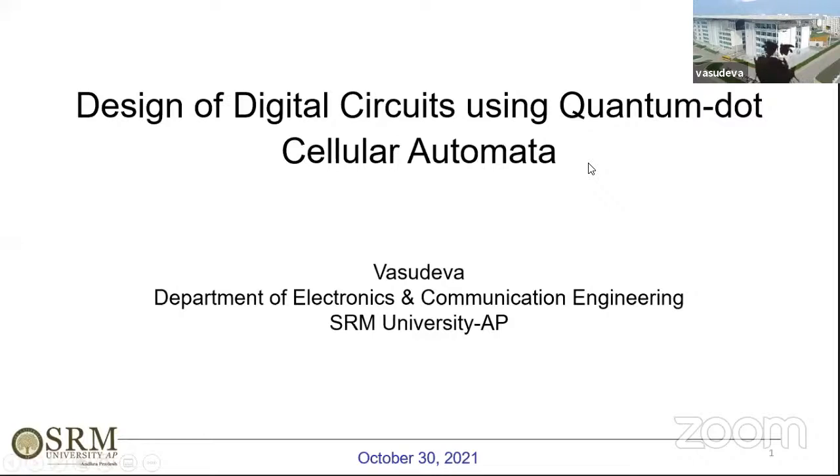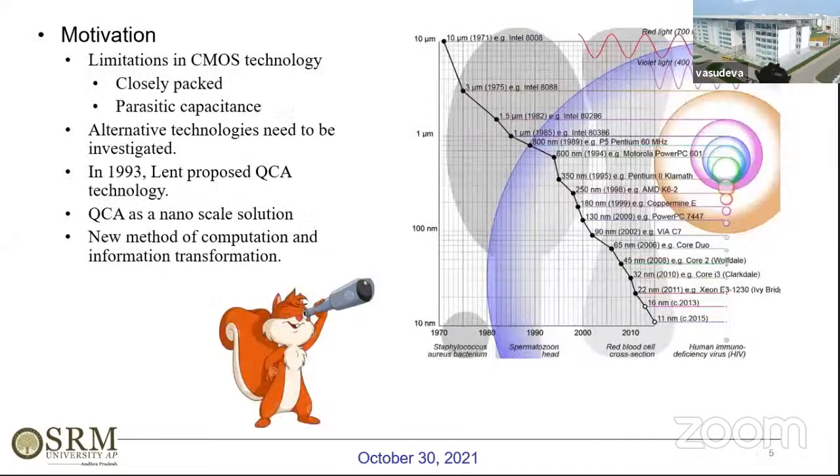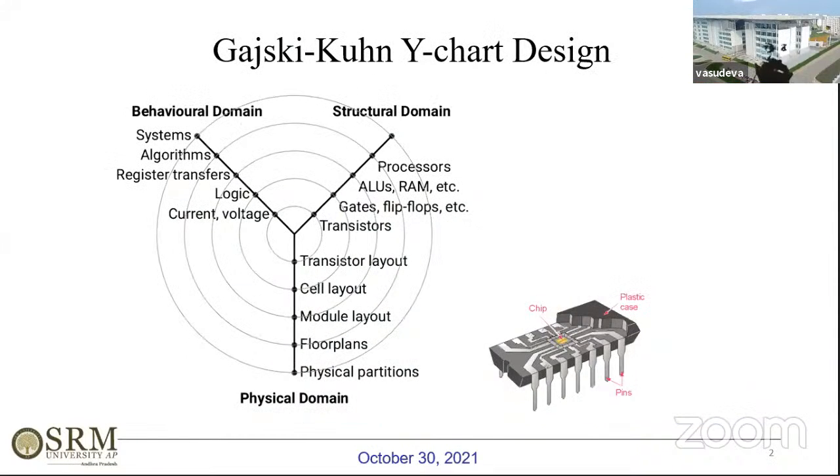Today's talk is design of digital circuits using quantum dot cellular automata. First, we will see the CMOS fabrication flow. I think everyone knows very well why the Y chart design is very important in the CMOS fabrication flow. It gives the design methodology, starting from specifications and giving finally a fabricated chip.